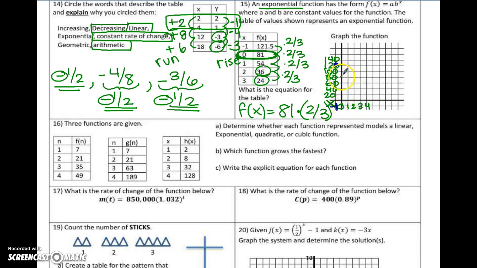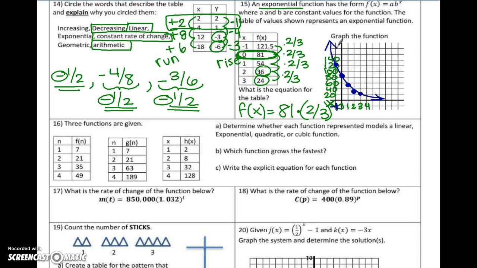0 and 81. 1 and 54. 2 and 36. And then 3 and 24. And we could keep multiplying by 2/3 and finish that out. But here is our exponential function graphed.